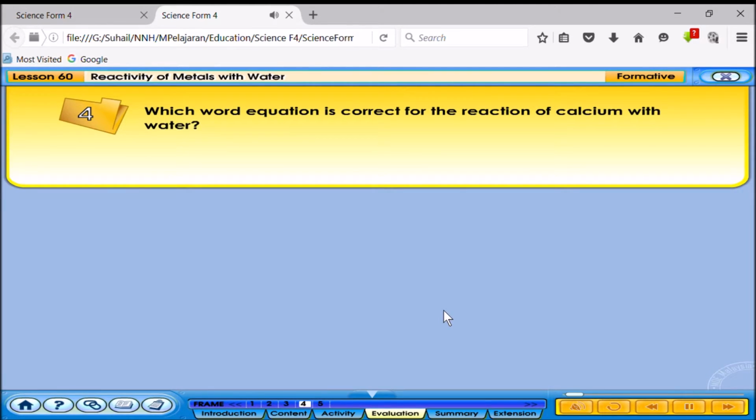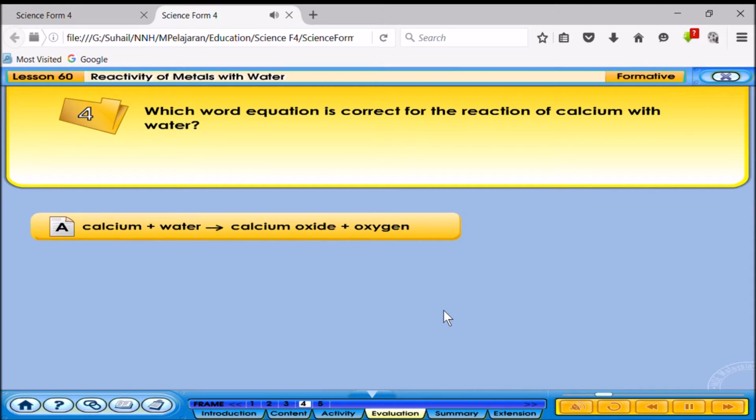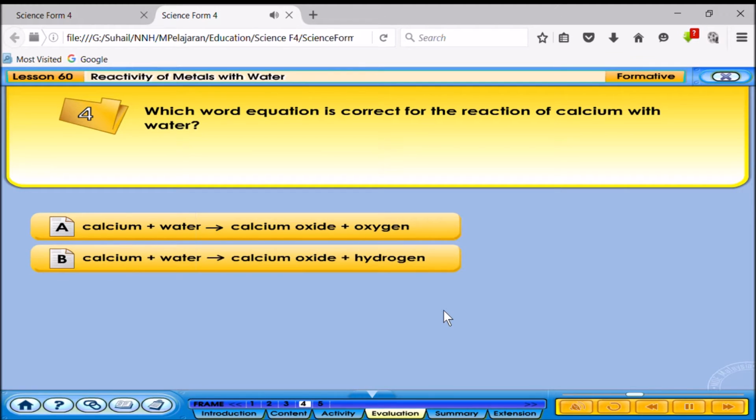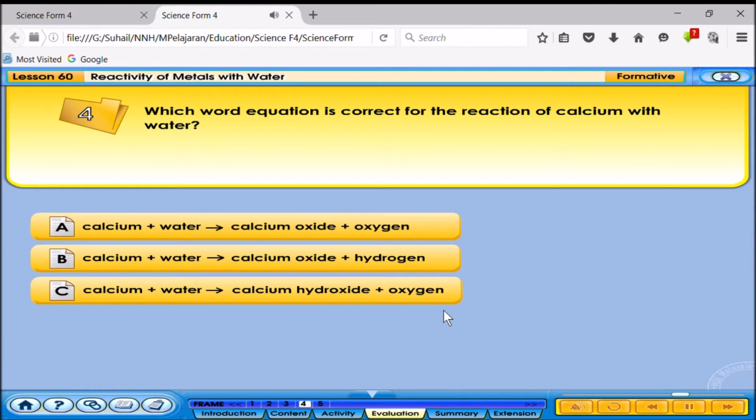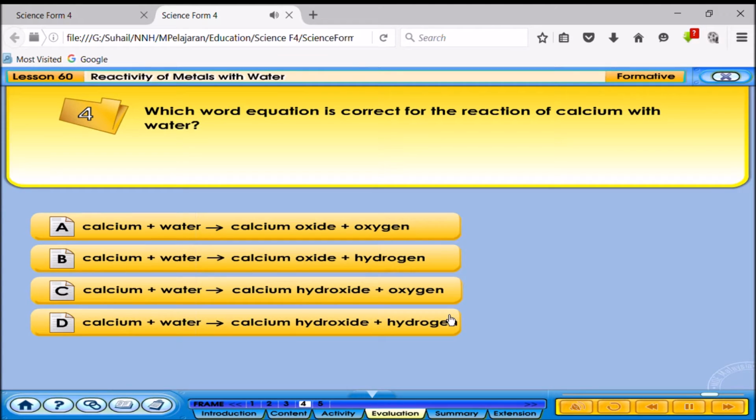Which word equation is correct for the reaction of calcium with water? A. Calcium reacting with water produces calcium oxide and oxygen. B. Calcium reacting with water produces calcium oxide and hydrogen. C. Calcium reacting with water produces calcium hydroxide and oxygen. D. Calcium reacting with water produces calcium hydroxide and hydrogen. Your answer is correct.